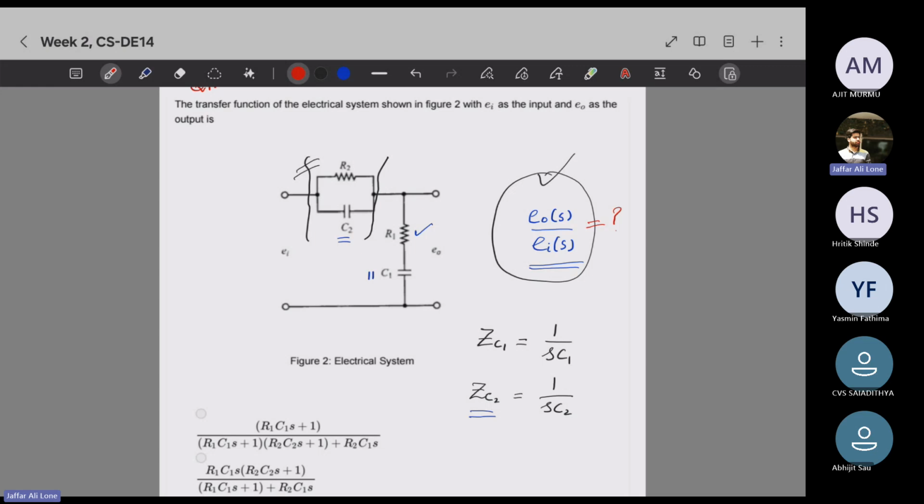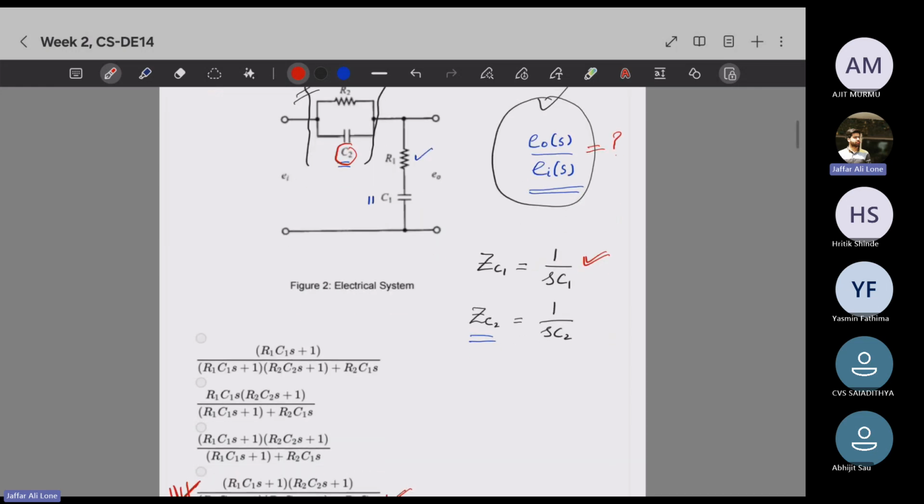Otherwise you will have to use Kirchhoff's current law and Kirchhoff's voltage law, equate stuff and then get the relationship between output and input. This was a very simple question where you just had to do a parallel combination of R2 and C2. The only trick was that you cannot directly use this C2. You have to write it in terms of its impedance, which is 1 by SC. Similarly, if there was an inductor L, then you will write S into L.